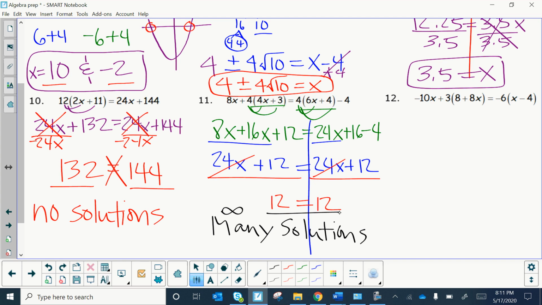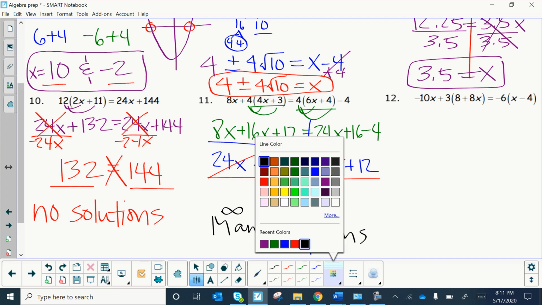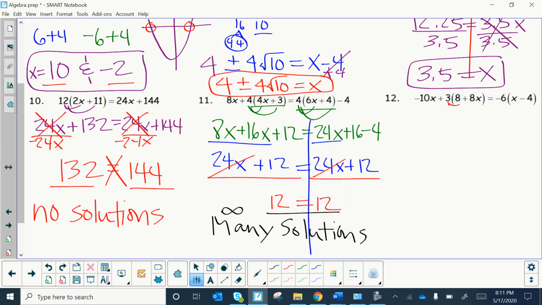Okay, let's look at number 12. So at number 12, I got some more parentheses, so I'm going to distribute again. So distribute here and distribute here. So I have negative 10x out in front. I have plus 24 plus 24x equals, oh great, I'm going to run out of room, negative 6x plus 24. All right, squeezing that in.